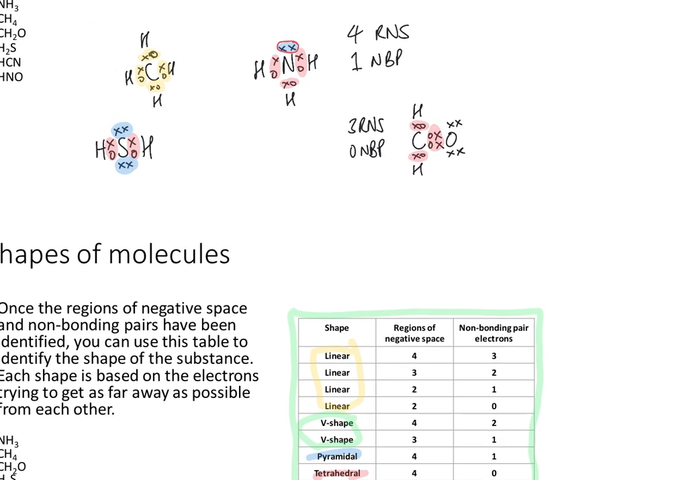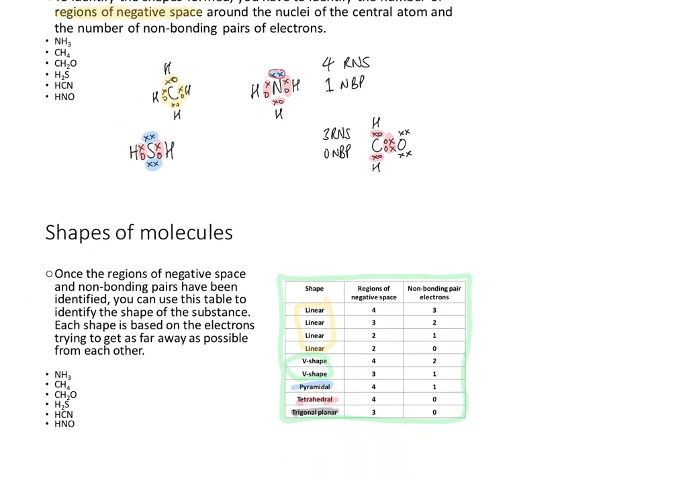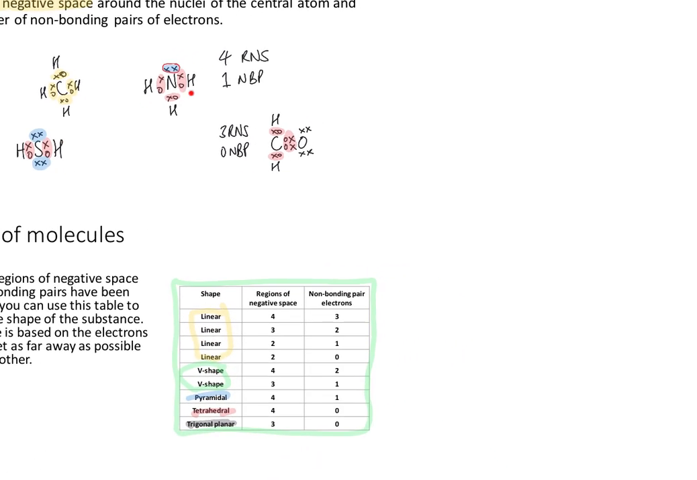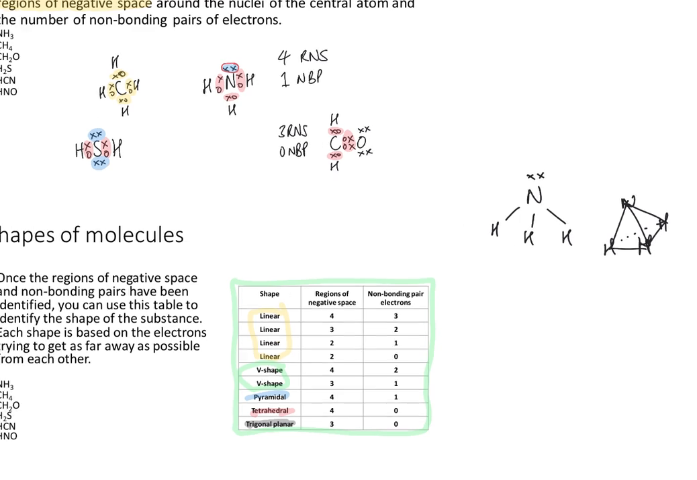One of the other examples that we drew was the NH3. So the NH3, this one here, has 4 regions of negative space with 1 non-bonding pair. Which one is that? That is the pyramidal. What that looks like is an N like a pyramid with the 3 H's on the bottom and the non-bonding pair at the top. If you think of a triangular pyramid, the N up here and the H's down the bottom, that is a pyramidal shape. We can look at the other ones here.